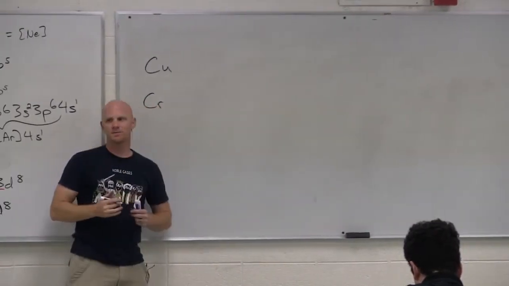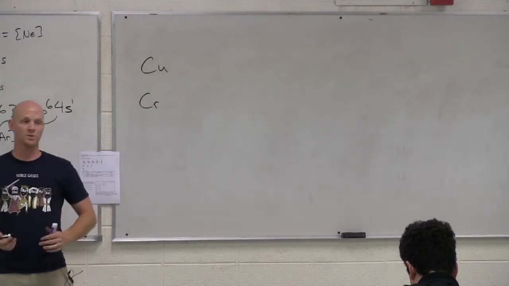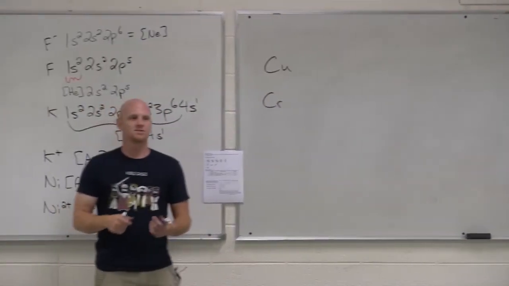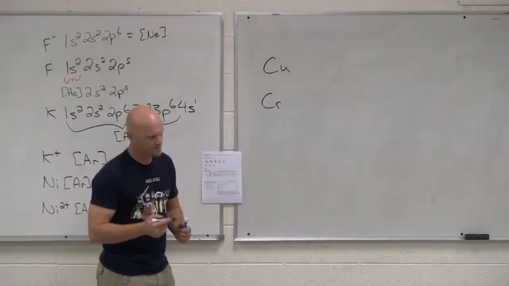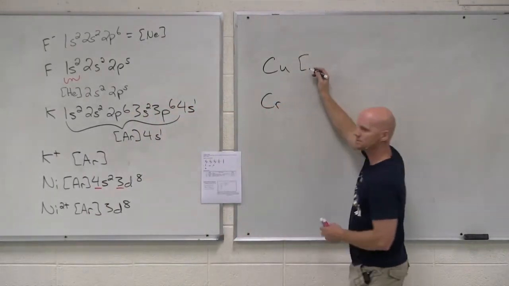So copper and chromium, 2 standard exceptions. In their ground state configuration, if you follow the normal rules, you'll get it wrong. So let's follow the normal rules and then let's correct them. If I do the noble gas configuration for copper, what am I going to get?